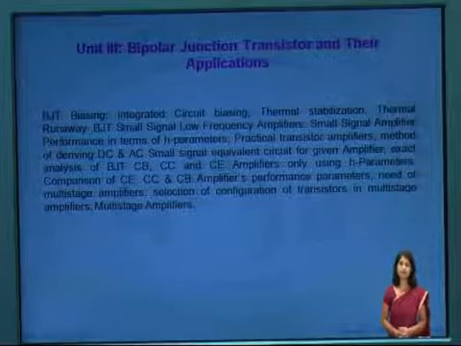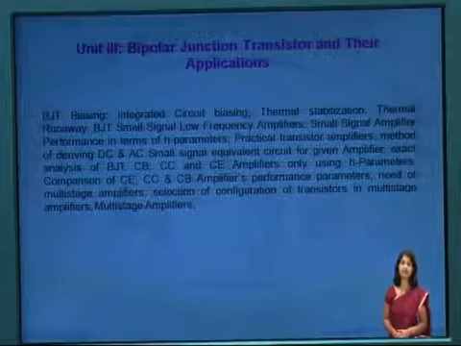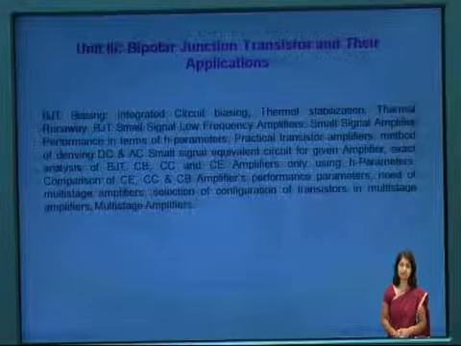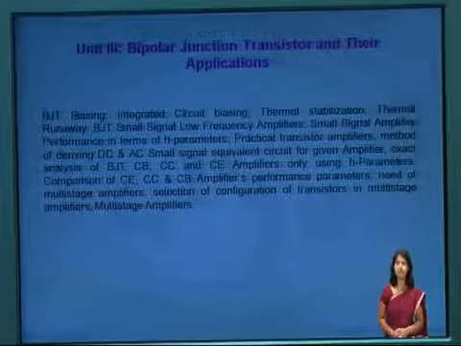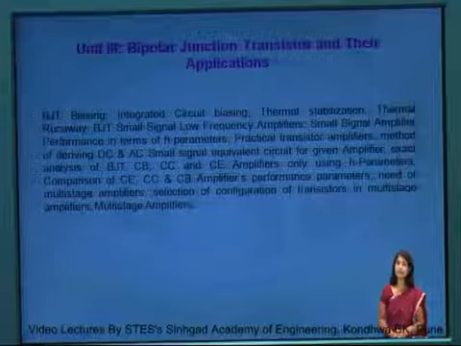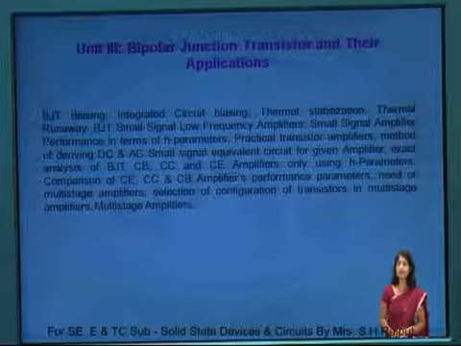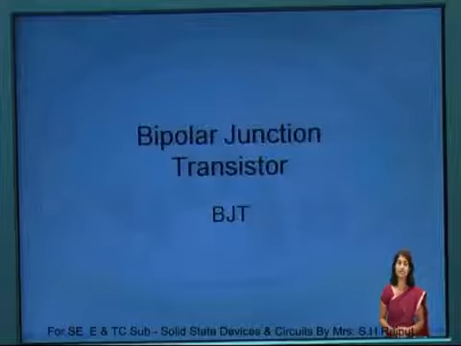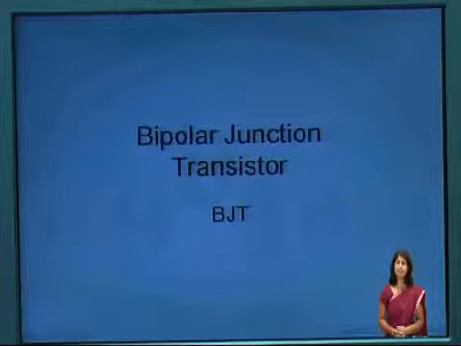Today we are going to start with Unit 3, that is bipolar junction transistor and its application. In this chapter we are going to cover the different biasing techniques, then the DC load line concept, then the quiescent point concept, and so on. Let's start with the introduction of BJT, that stands for bipolar junction transistor.